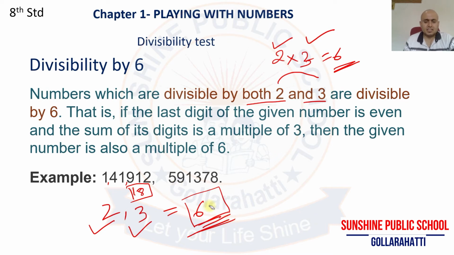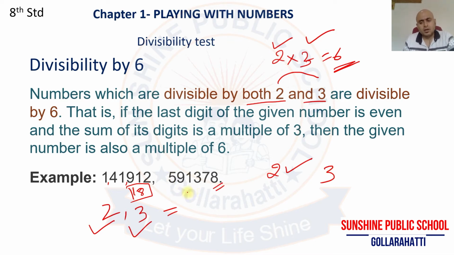Okay, and this number also, let us say second example, and here the last number is 8. That means it is divisible by 2. How to check 3? So let us add the digits to check whether this number is divisible by 3 or not. How? It is 5 plus 9 is 14. 14 plus 1 is 15, 15 plus 3 is 18, 18 plus 7 is 25, 25 plus 8 is 33. So the sum comes up to 33. So 33 is divisible by 3. Yes, 3 11s is 33. That means we can say this number is divisible by 3.